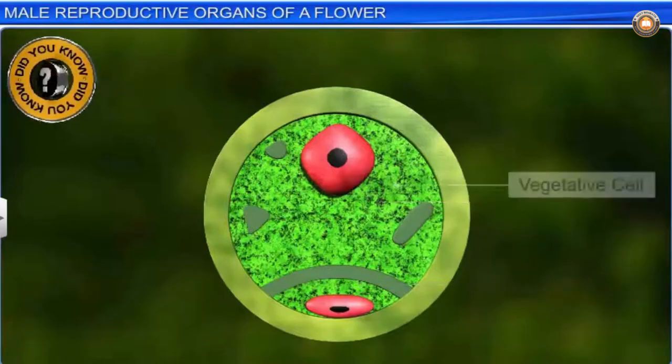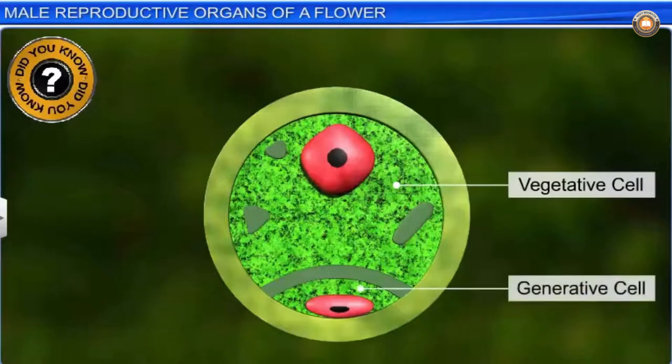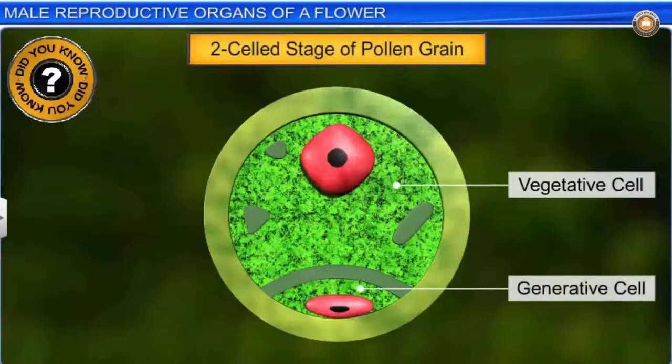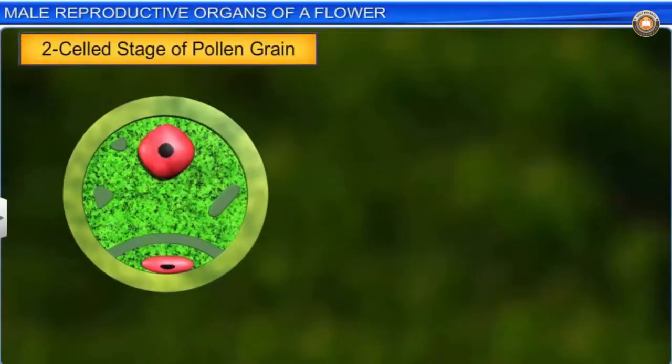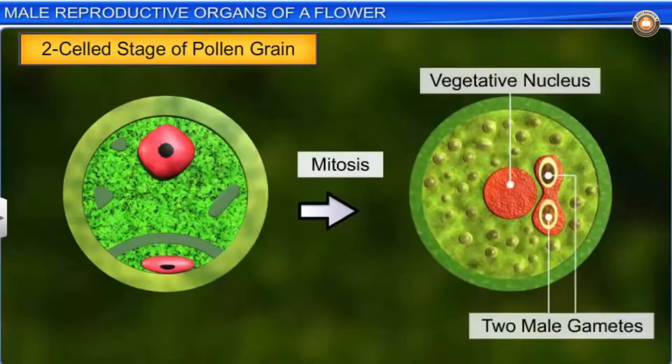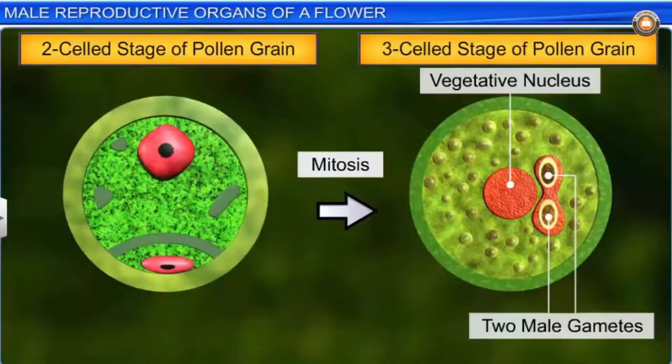Did you know that the vegetative cell and generative cell represent the two-celled stage of the pollen grain? Later, the generative cell undergoes mitotic division to produce two male gametes. The pollen grain is now said to be at the three-celled stage.